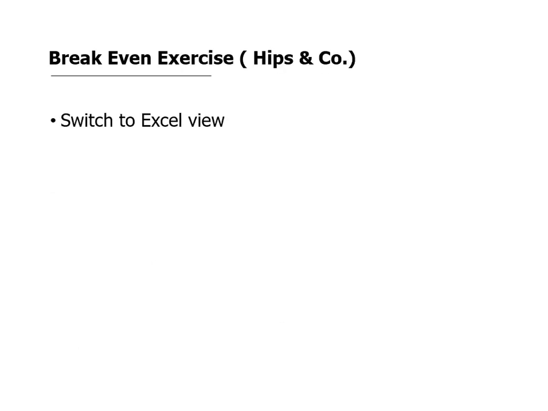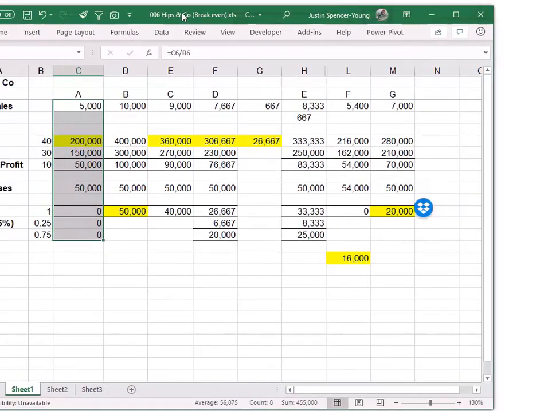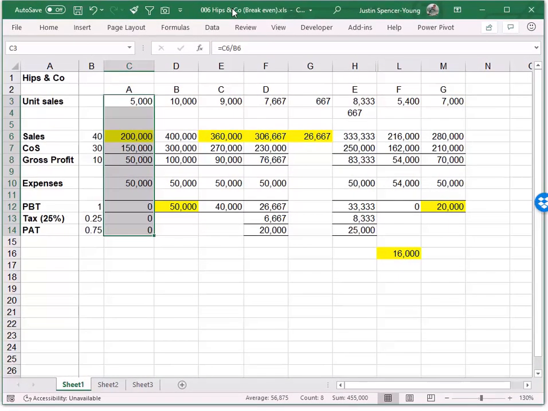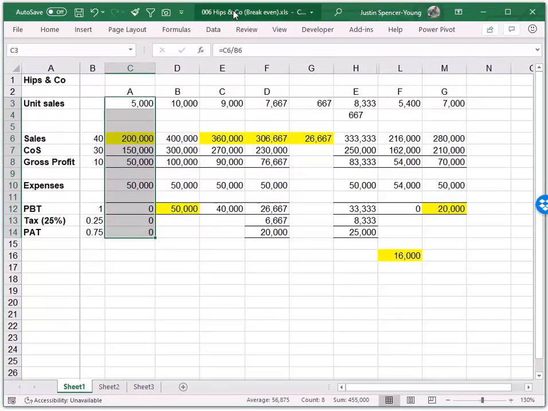So let's bring in the Hips and Co spreadsheet here and let's start to explore some of these questions. So in the first question, question A, the data that was given to us as part of the question brief was that the selling price per unit is 40 and the cost per unit is 30. So therefore we can conclude that the gross profit is 10 Rand.